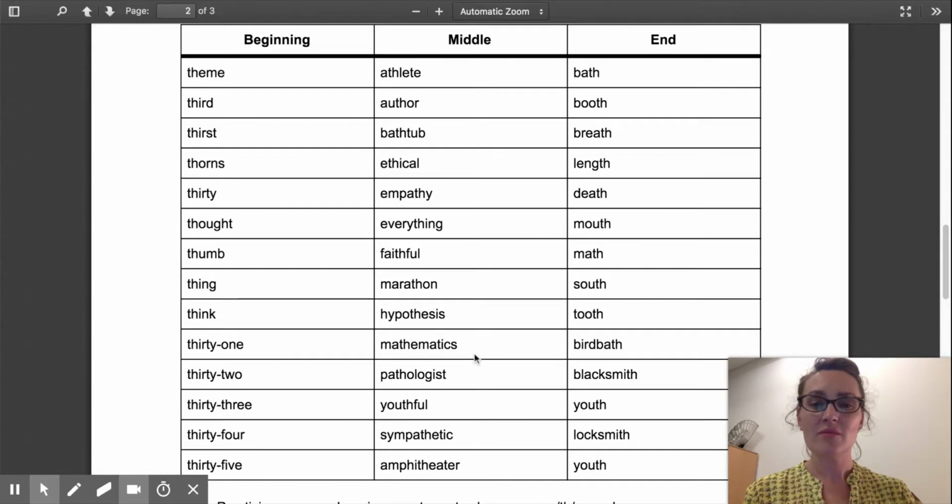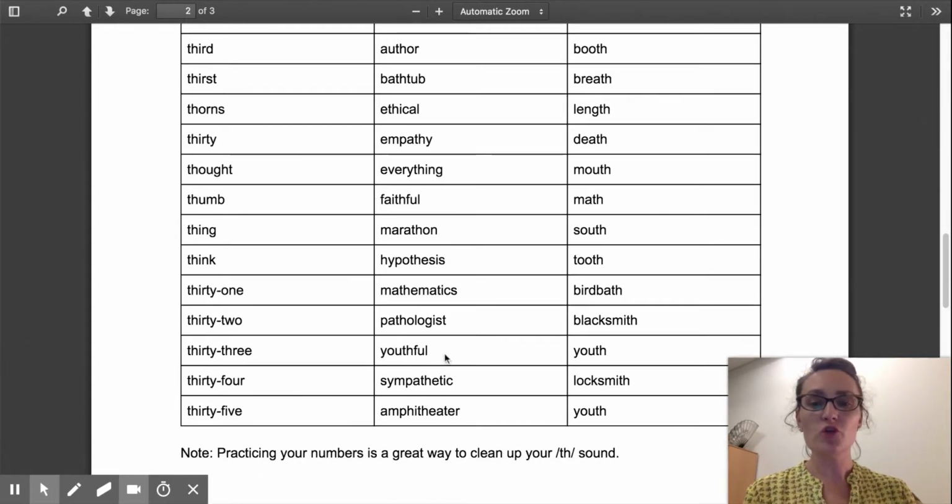Thirty-one, mathematics, birdbath, thirty-two, pathologist, blacksmith, thirty-three, youthful, youth, thirty-four, sympathetic, locksmith, thirty-five, amphitheater, youth.